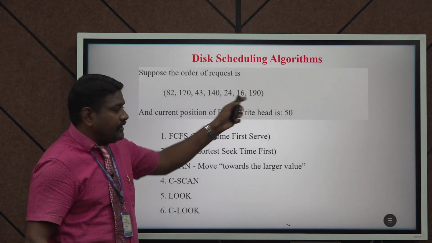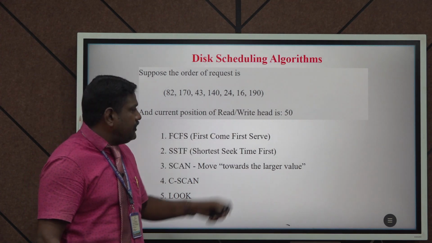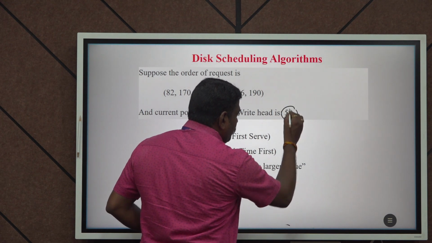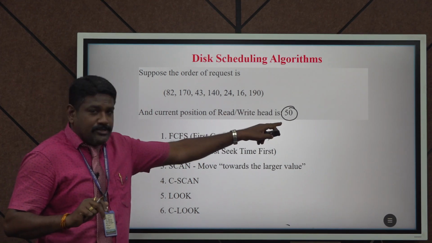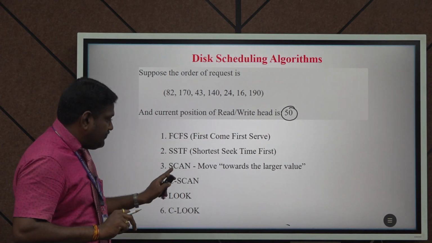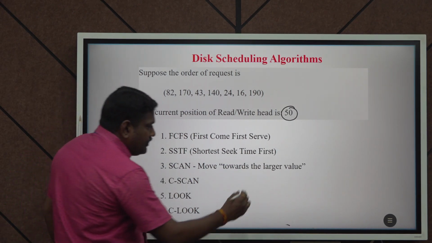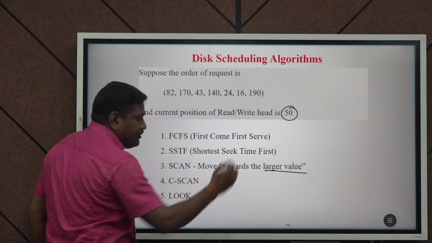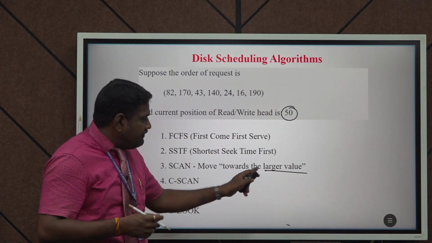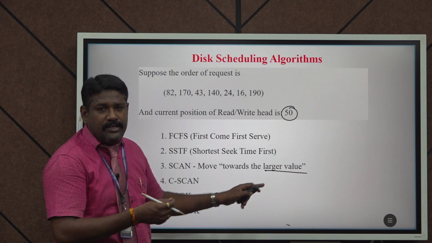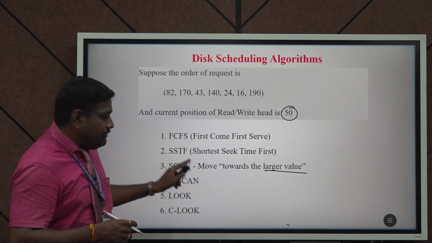These are the different input values: 82, 170, 43, 140, 24, 16, 119, and the initial head position is 50. For the first two algorithms we need only the initial head position value. For the remaining 4 algorithms, SCAN, C-SCAN, LOOK and C-LOOK, where C stands for circular, we need the direction from the current head position, either towards the left side, towards 0, or towards the larger value, the right hand side. Likewise, we have to give another input value for the processing of the remaining 4 algorithms.